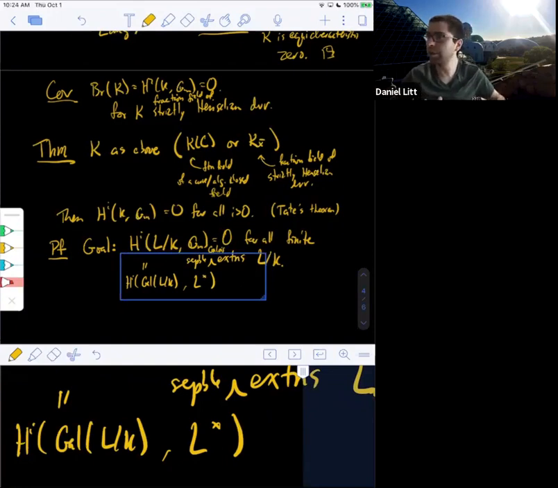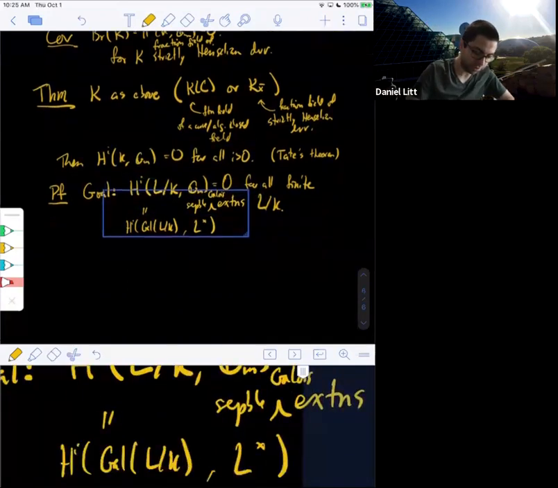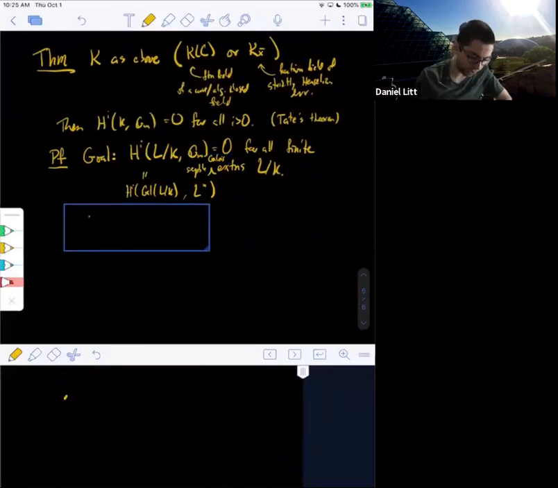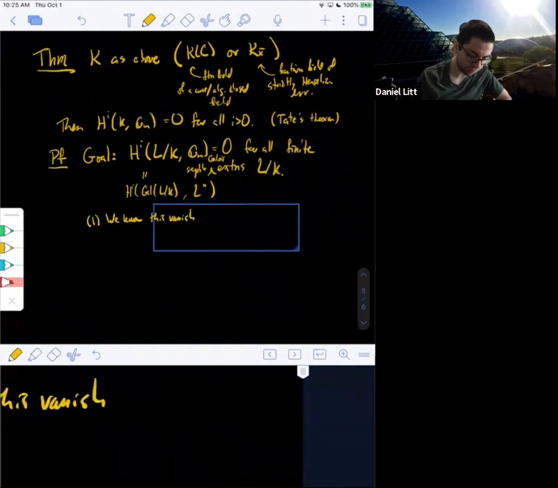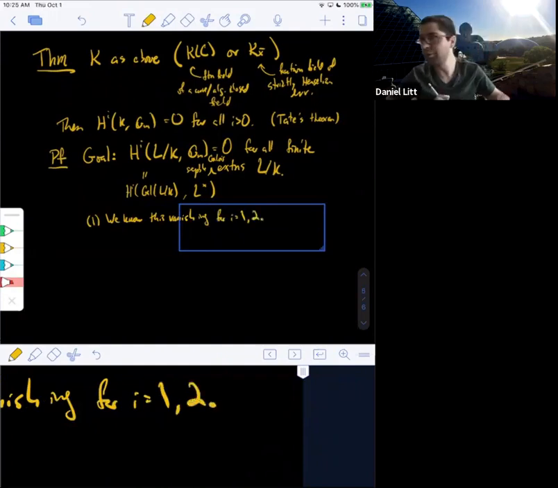Are there any questions about that? I think we mentioned this when we talked about Čech cohomology, but we weren't super explicit about the isomorphism, so if anyone has a question, you should ask it. All right, step one is to observe that we know this vanishing for i equals 1 and 2. Can anyone tell me why?